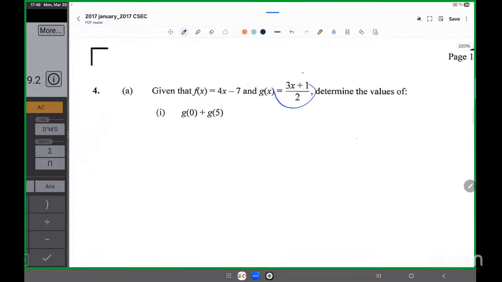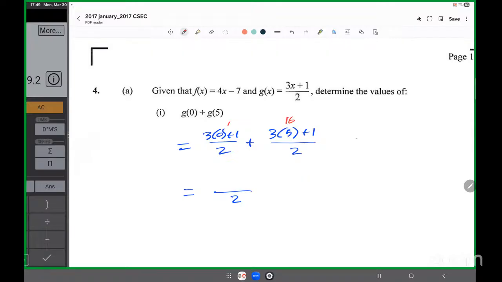So remember, you're putting those in the g function. This becomes equal to g of 0 first. You're going to put 0 in there for the x. It's going to become (3 times 0 plus 1) over 2, plus g of 5 now, which is putting 5 in there. That's going to become (3 times 5 plus 1) over the same 2. The denominator is 2, so we can add up the numerators. This numerator is a 1, and this numerator is a 16. 1 plus 16 is 17. That's 17 over 2. That's the answer.